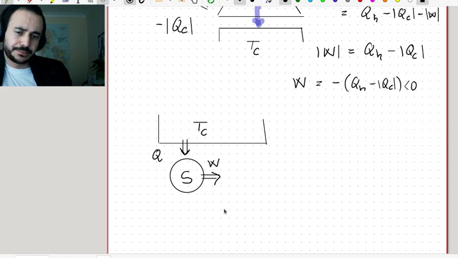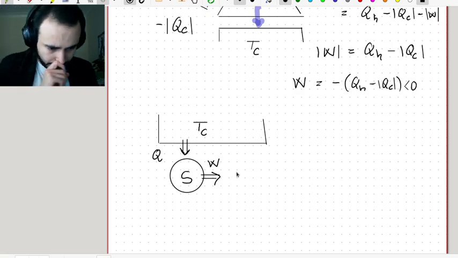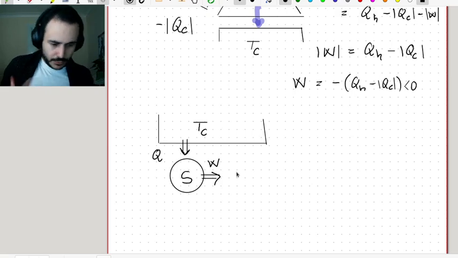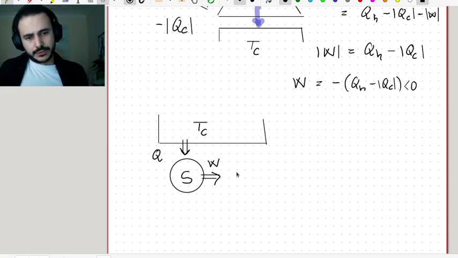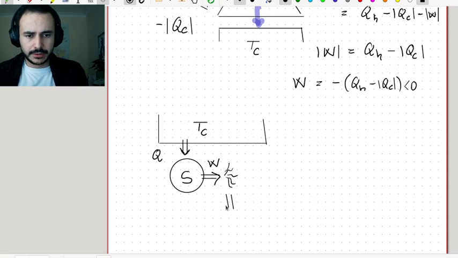We saw this actually in the previous chapter when we were studying the mechanical equivalent of heat. We know that it's very easy to turn mechanical work into heat by means of friction. So we could have some dissipative process, some dissipative forces here that take all of that work and transform it into heat.